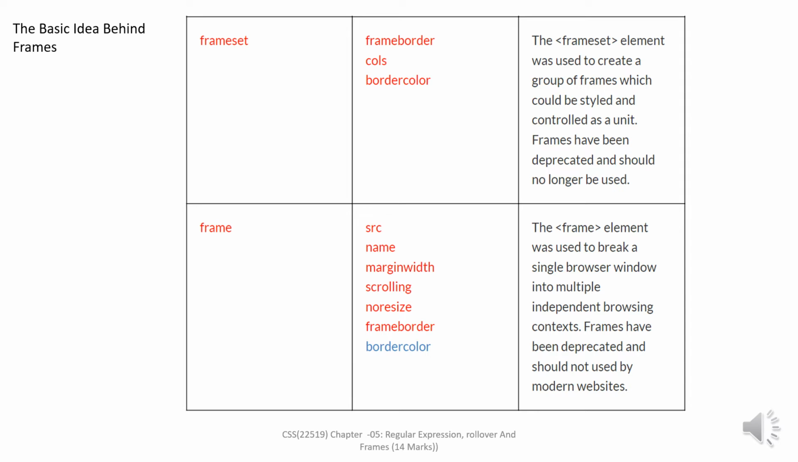Now we will see some details about frameset, frame and SRC. Okay, frameset means frame border, columns, border color. The frameset element was used to create a group of frames which could be styled and controlled as a unit. Frames have been deprecated and should no longer be used. Okay, now frame. In the frame there are SRC, name, margin width, scrolling, noresize, frame border and border color, which means these are the attributes of frames.